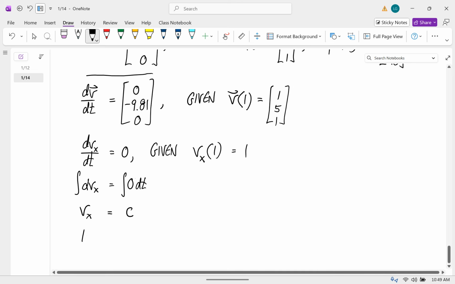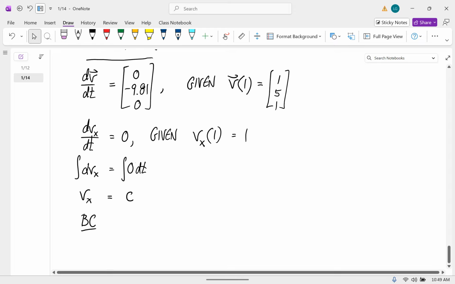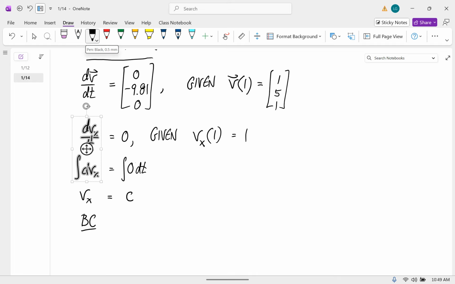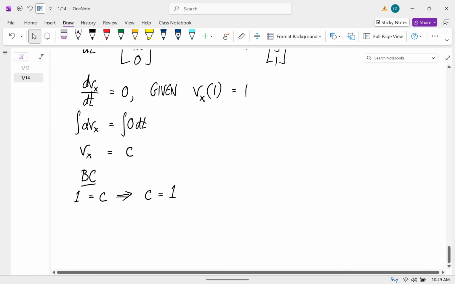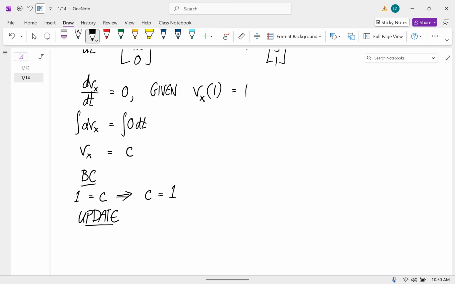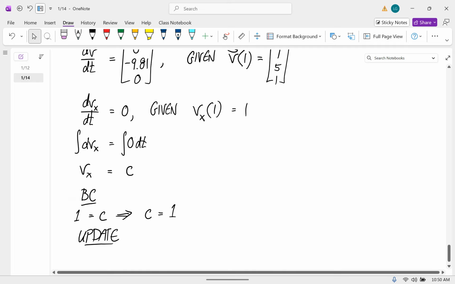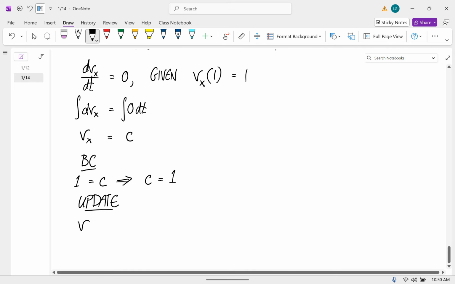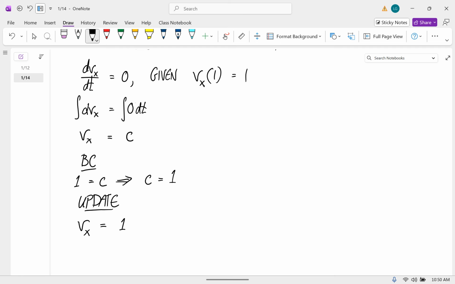And now we'll use the boundary condition that says set vx equal to 1 when you set time equal to 1. And so 1 is equal to c, and so c is equal to 1. Update your function, and we get that vx is equal to 1. So there's our function.